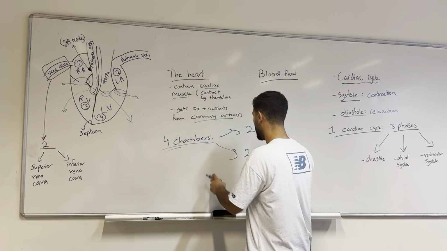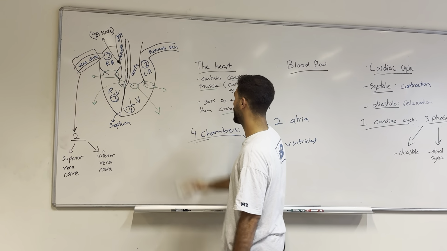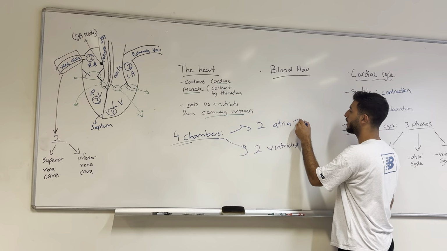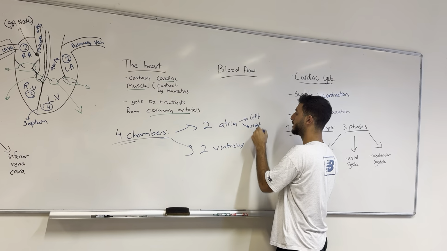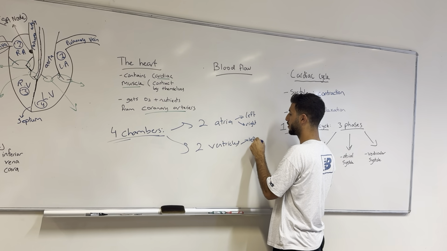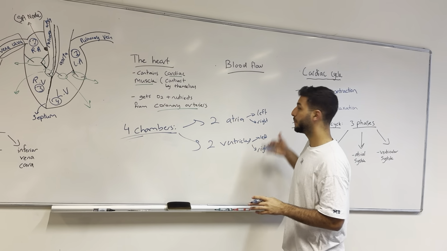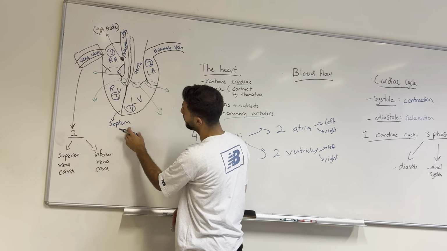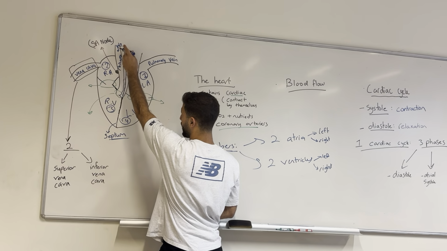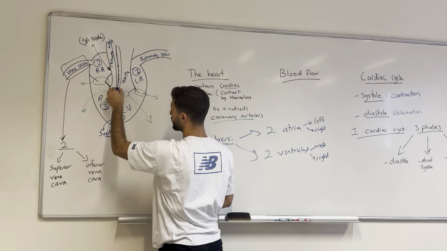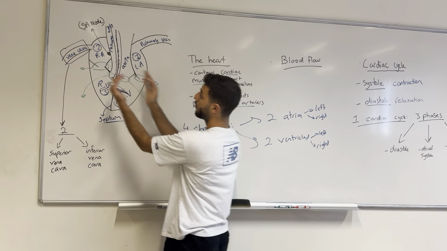Okay, and now what is inside the left atrium? So here we have left and right, and same thing here, we have a left and a right. And now what are they separated by? So we have a septum, okay? A septum in the middle, as you guys can see, the black line, this one. It separates the left side of the heart from the right side of the heart.